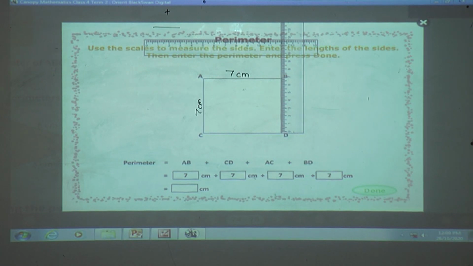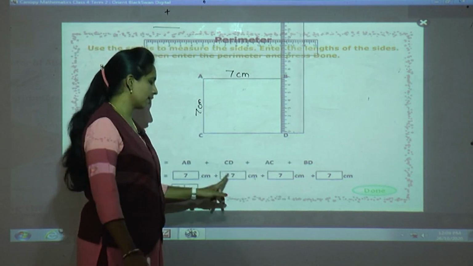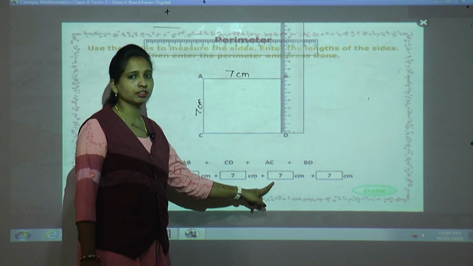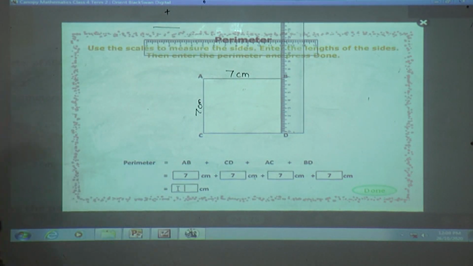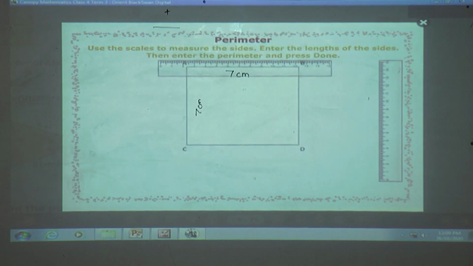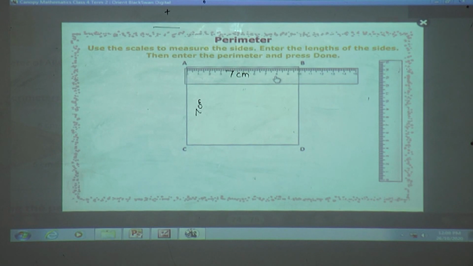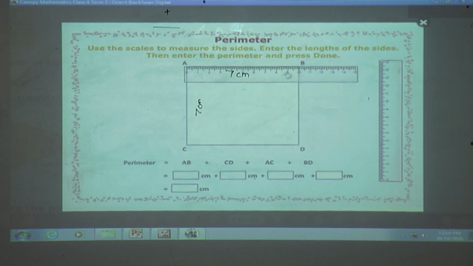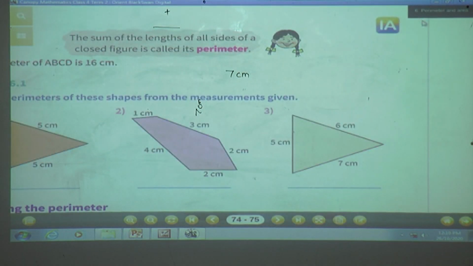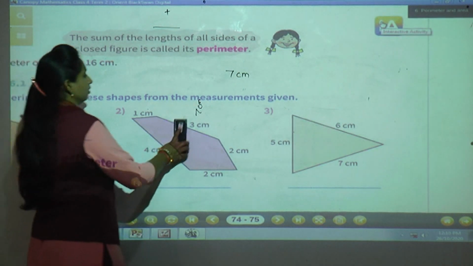You can see here. Now we have to add 7 plus 7 plus 7 plus 7. 7 plus 7, 14. 14 plus 7, 21. 21 plus 7 is 28. Now I'll write here 28. We will see whether our answer is correct. Yes, our answer is correct. Now we'll move to the next. Now see, same, just the measurements are greater. Now 10 centimeter is there. Okay, in this way you have to measure the perimeter of any given shape. Understood? Very good.